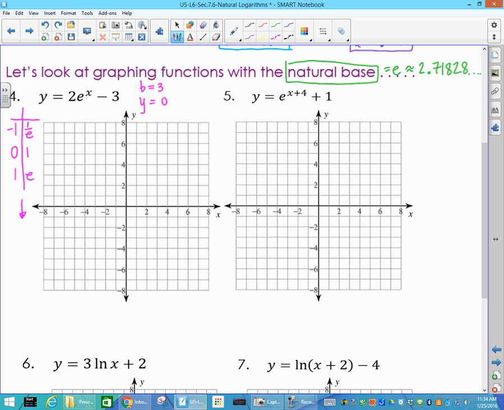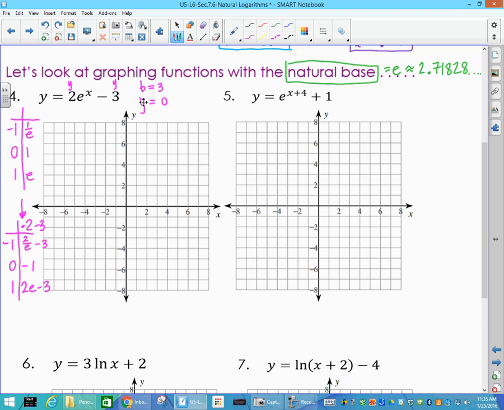Then we go back and we look at our graph and we say, well, there's a 2 in there that affects the y. There's the 3, and that one affects the y. And if it affects the y, I do the same thing. So I'm going to multiply by 2, and then I'm going to subtract 3. My x's didn't change: -1, 0, 1. And then 2e minus 3, and then 1 times 2, 2 minus 3 is -1, and then 2 over e minus 3.